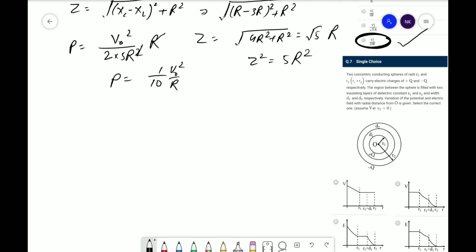So here the inner sphere will be plus Q and the outer one will be minus Q respectively. The region between the spheres is filled with two insulating layers of dielectric constants epsilon 1 and epsilon 2 and widths d1 and d2 respectively. Variation of the potential and electric field with radial distance from O is given. Select the correct one. Assume that the potential at R2 is equal to 0.